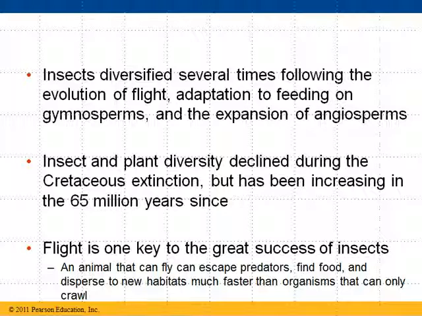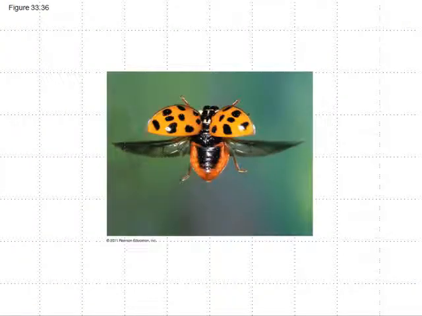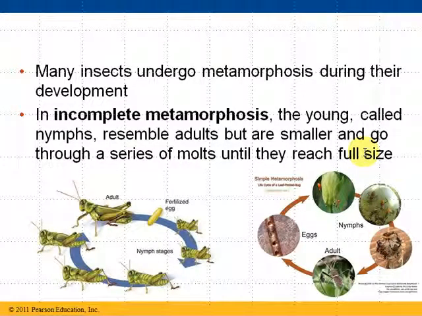An animal that can fly to escape predators or find food and disperse into new habitats obviously has an advantage over an organism that cannot. So here's a ladybug showing the usual display of wings, an outer wing and an inner wing underneath to help with flight.